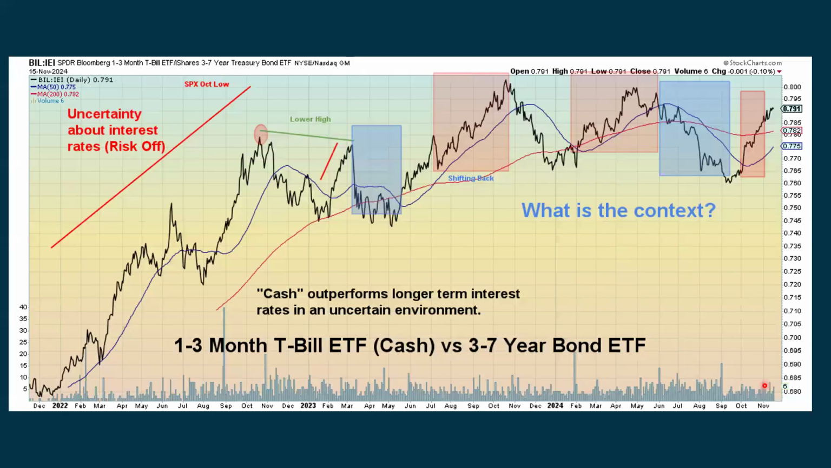Then we keep an eye on bonds, and we're still trying to figure out the context of this. Now, if you project this back to 2022 and this ratio was going up, when you look at 1 to 3 month T-bills, that's cash, and compare it with 3 to 7 year bonds. When this ratio is going up the way it is here, that means there's uncertainty about interest rates and it's risk off and they're worried about inflation. Well, we were coming back down here and things were looking a little bit better, but now we've been going back up. We started to turn back up once we got through September and into October. This is still going higher.